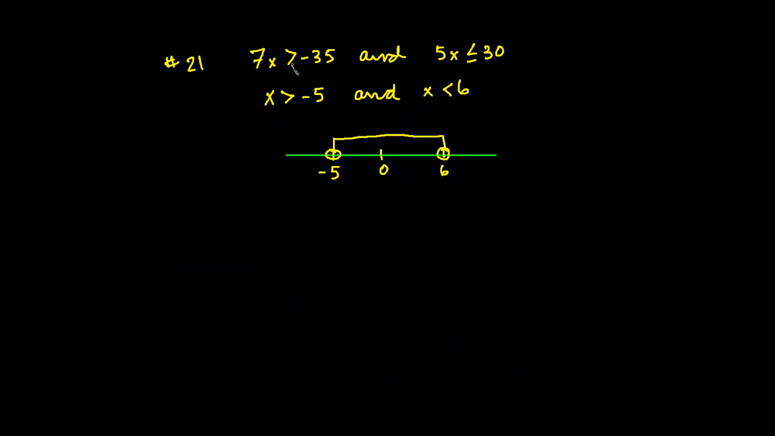Number 21, we solve that. We divide by 7. We get x greater than negative 5, so that's the numbers to the right of negative 5 on your number line. And then less than 6, so it ends up between. Notice that our inequality graph looks exactly like it should.